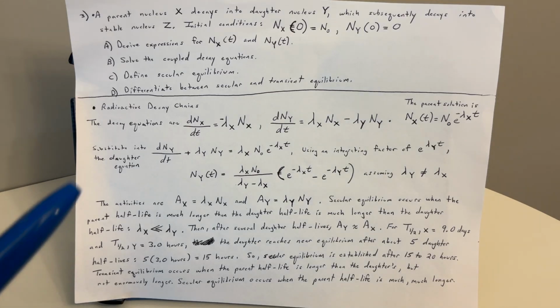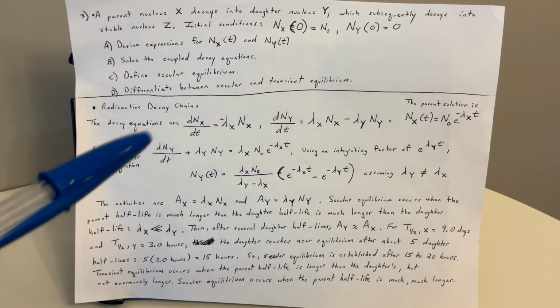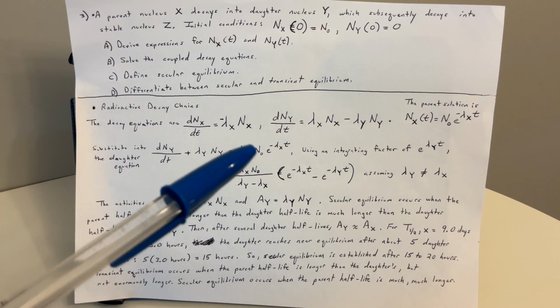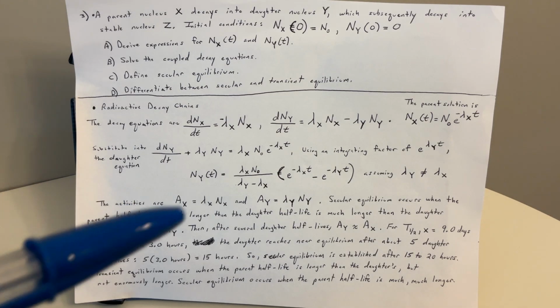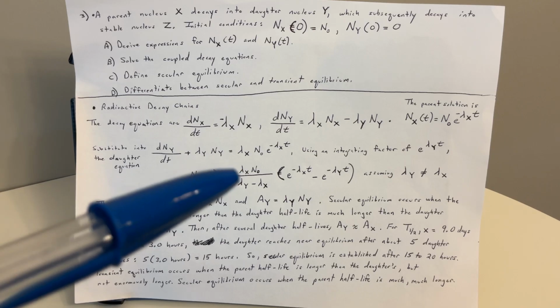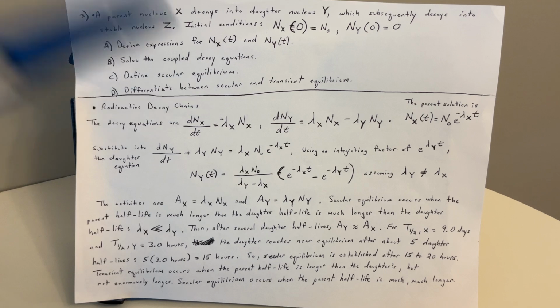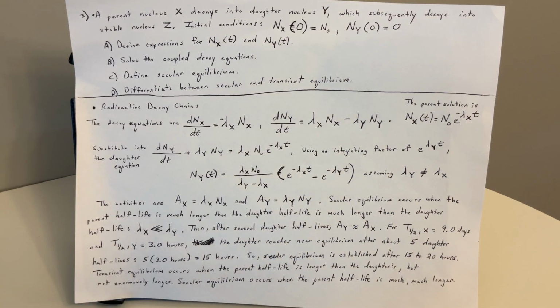Now, substitute into the daughter equation, this d n sub y dt plus lambda sub y n sub y equals lambda sub x n naught e to the negative lambda x t. And now using an integrating factor of e to the lambda y t, we get this n sub y of t equals lambda sub x n naught over lambda sub y minus lambda sub x times the quantity e to the negative lambda x t minus e to the negative lambda y t, assuming that lambda sub y cannot equal lambda sub x.